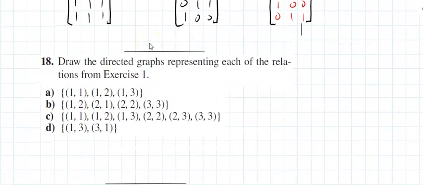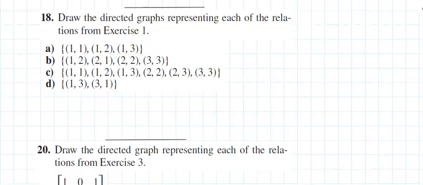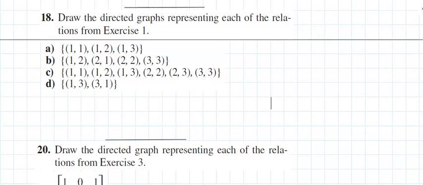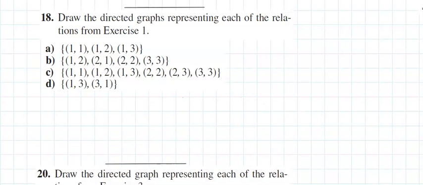Now comes the last part, a really important part for us in this class. Draw the directed graphs representing each relation as an exercise. So 1, 2, 3. There is 1. This is A. You know what? Here. Let's go this route. This is 1.